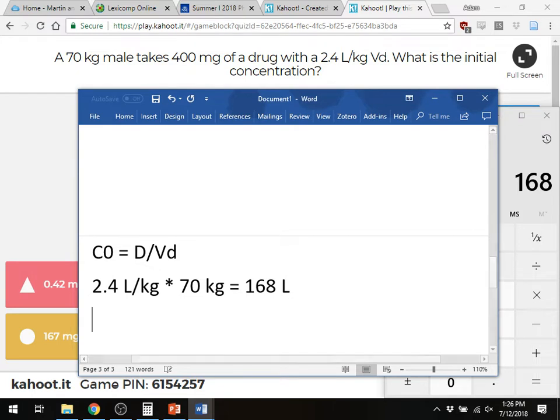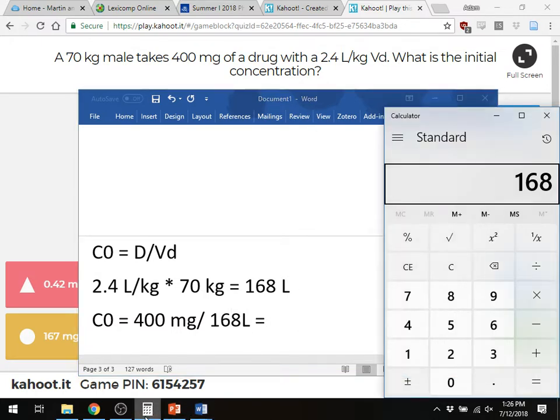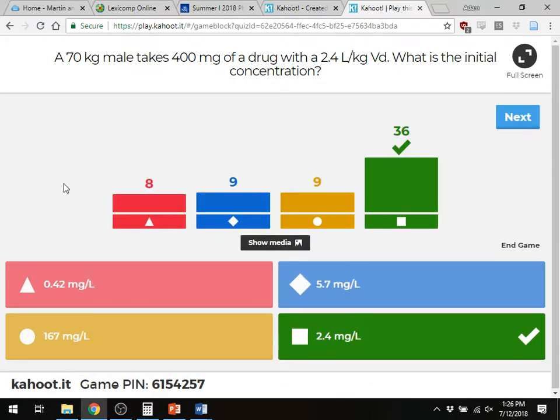Good. Okay. So now my C0 equals, what's my dose? 400 milligrams, divided by 168 liters. Okay, now what do I get? So 400 divided by 168. I get 2.38, otherwise 2.4 milligrams per ml. Everyone got that down? Again, I will have easy math, multiply by 10, divide by 10. You know, it'll be round enough math where you can do it with scratch paper. No calculator is going to be needed. Okay?